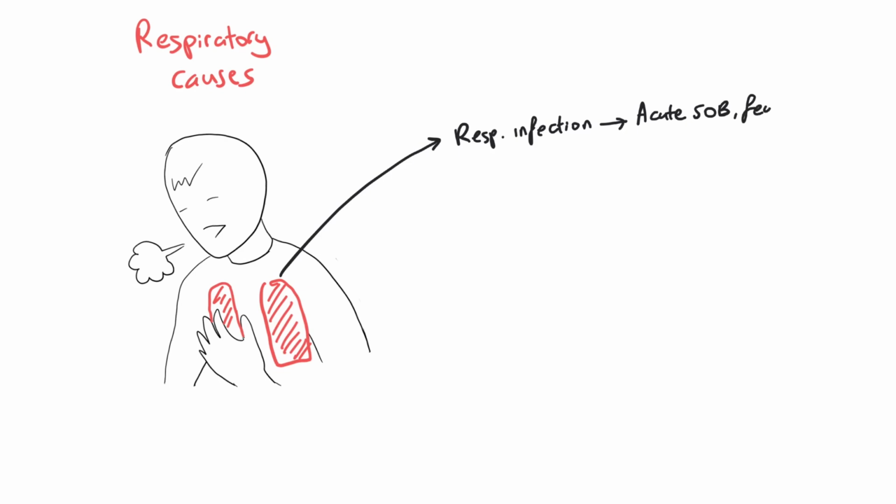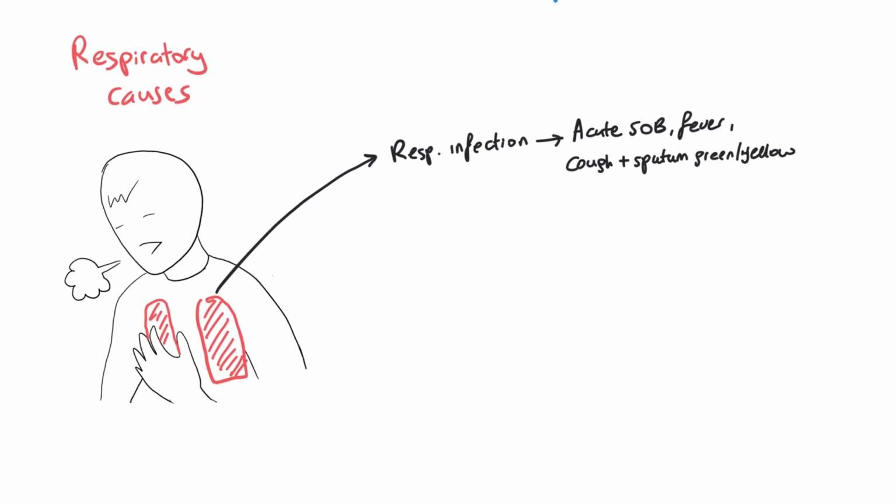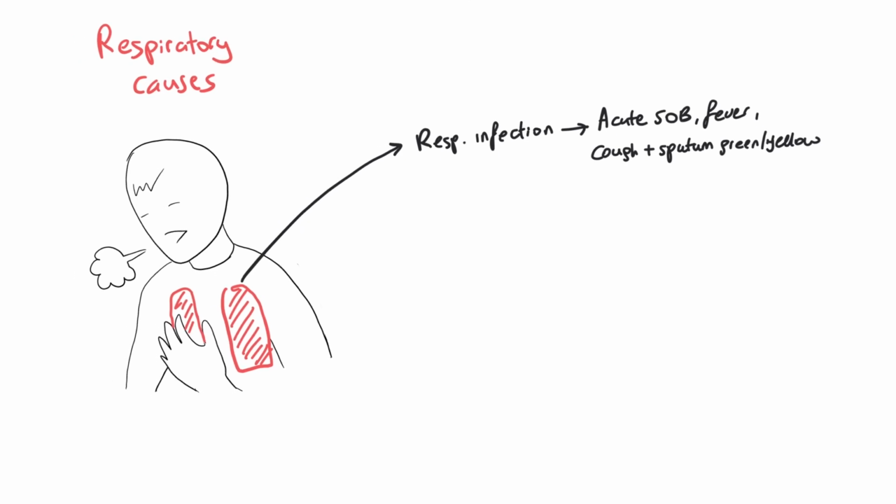You will have fever, not all the time, but sometimes they may have fever. They will also have some cough, and they will present with some sputum, which is generally, I would say, green or yellow sputum. Those are the main things if you want to think about your classic respiratory infection.